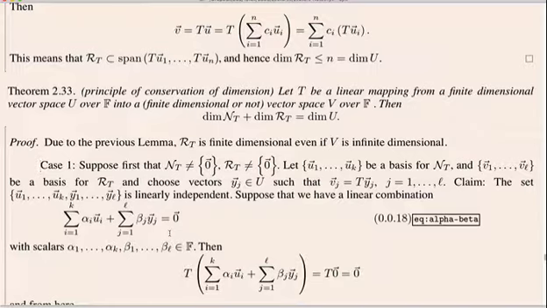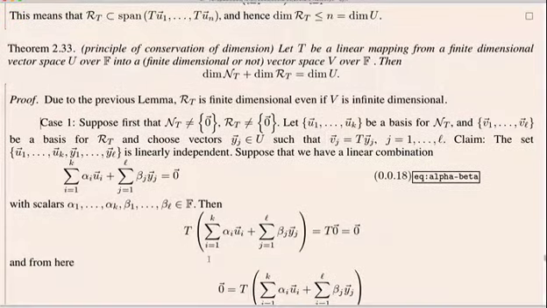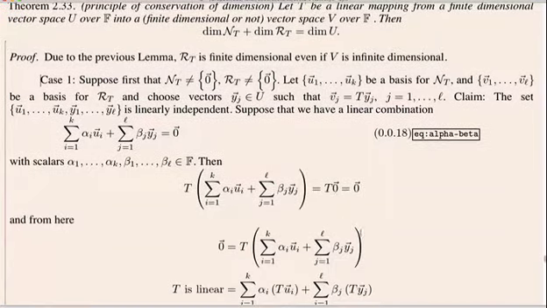So let's look at this. What if we have a linear combination of u's and y's, such that this is the zero vector, with some scalars alpha_1, ..., alpha_k, beta_1, ..., beta_l? Then if you apply the transformation to this, what we have is the T transformation of the zero vector, which means this is zero. Since it's a linear map, the image of zero is always zero.